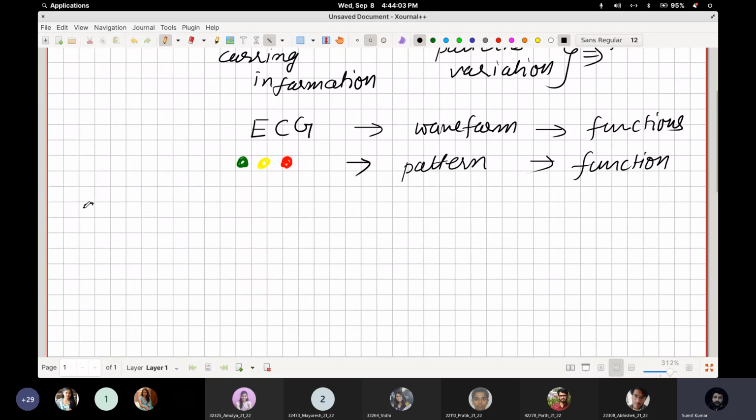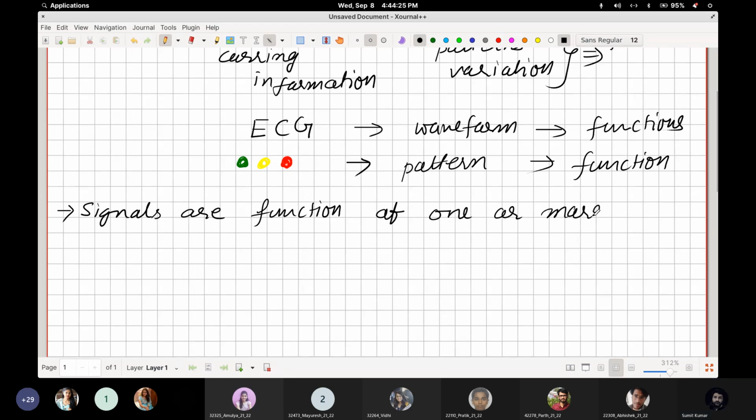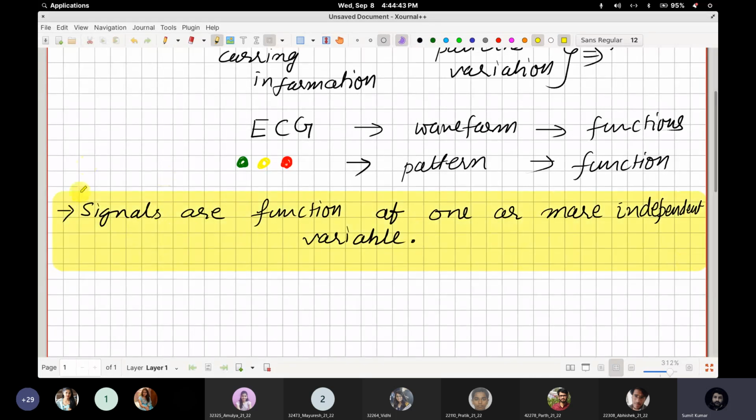So signals are basically functions. When we talk about a signal in this course, we mean a function of one or more independent variables. Let me write the definition: signals are functions of one or more independent variables. This is the definition of the signal, and I hope all of you are able to understand this. Is this clear to everyone? Most of you are in third year, so signal is pretty clear to you till this point.